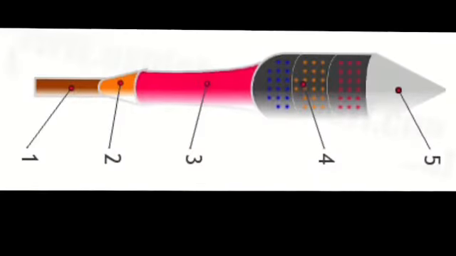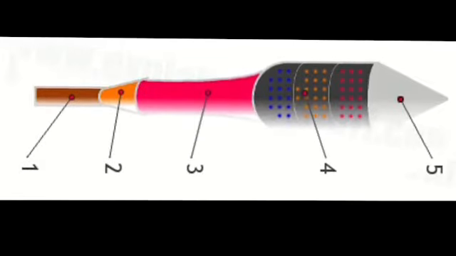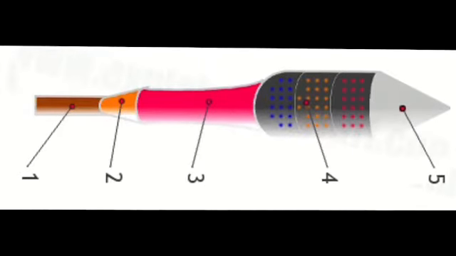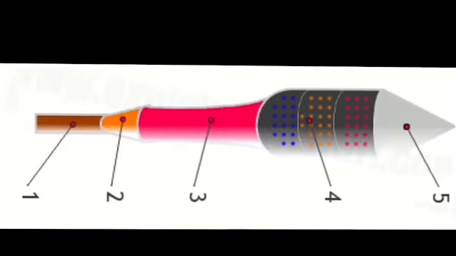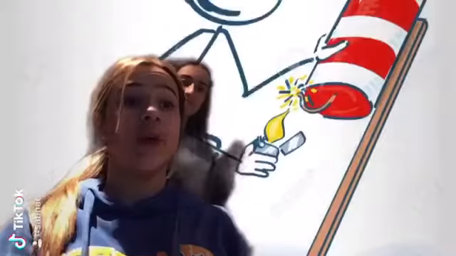So there are 5 parts to a firework. Number 1, the tail. Number 2, the fuse. Number 3, the charge. Number 4, the effect. And number 5, the head. The tail or stick is usually a long, straight wooden piece that ensures in which direction the firework will head to. This is quite important because fireworks are pretty dangerous and can cause a lot of damage if headed in the wrong direction. The fuse is the part where we light it up with either a match or a lighter.